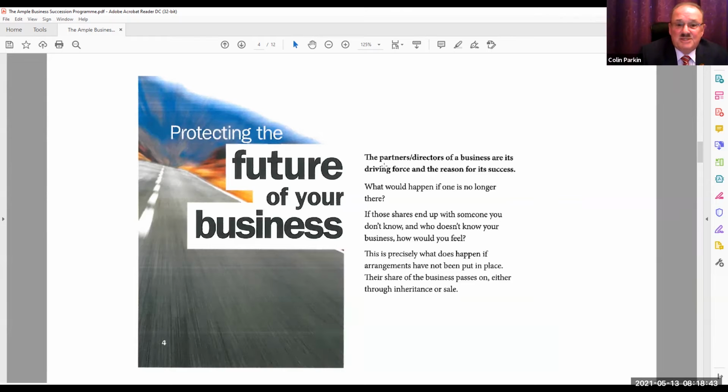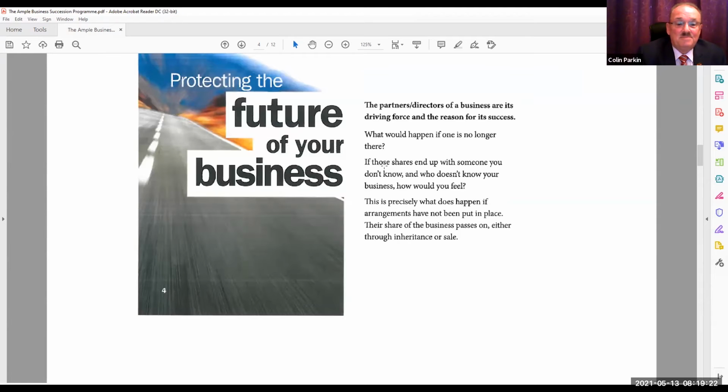The partners and directors of a business are its driving force and the reasons for its success. What would happen if one is no longer there? And if the shares end up in the hands of someone else, how are you going to work? It could be the wife or the husband who's the widower, and you just don't know whether you're going to be able to work with that person. And I know from personal experience that it's not easy when you've got a crazy woman on the other side of a partnership. So it's definitely important to have something in place. So moving on to the next slide.